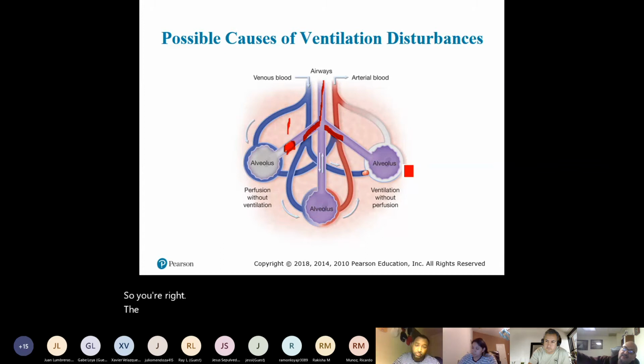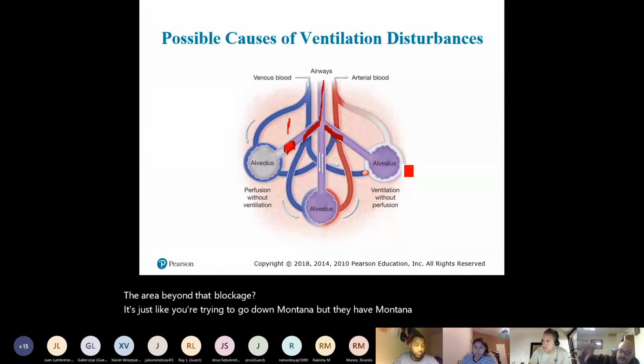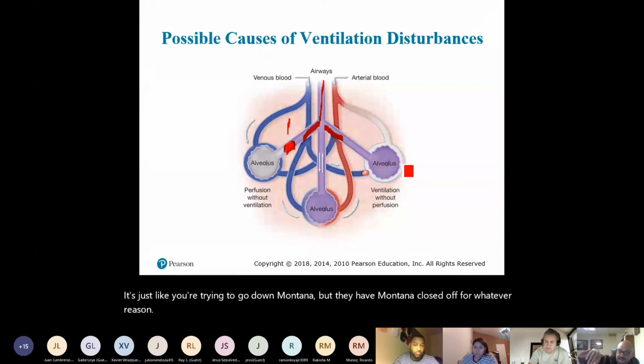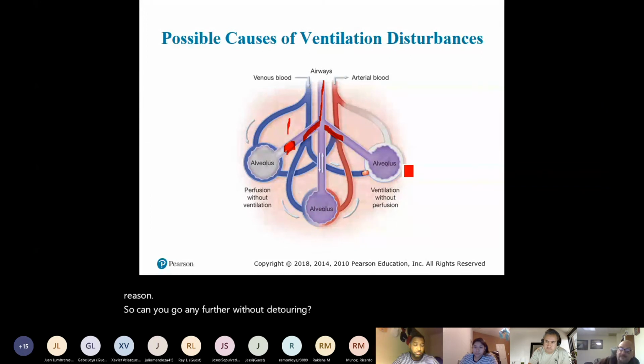The area beyond that blockage, it's just like you're trying to go down Montana, but they have Montana closed off for whatever reason. So can you go any further without detouring? No, it just stopped. But let's say they do have a detour and everybody is going on that detour. So yeah, you got more traffic on the side streets, but the main thoroughfare where you go faster, 65 and a 35, right? I'd never do that.